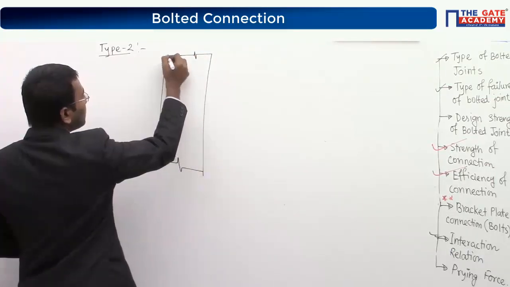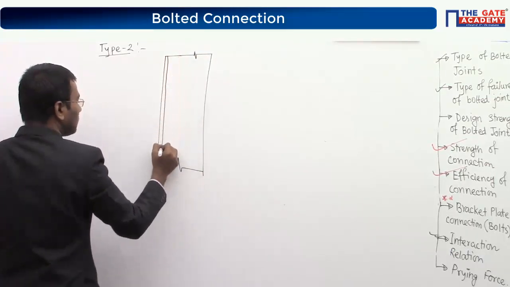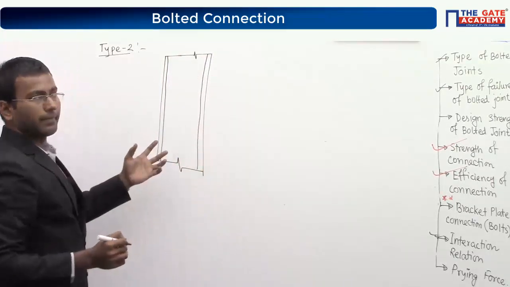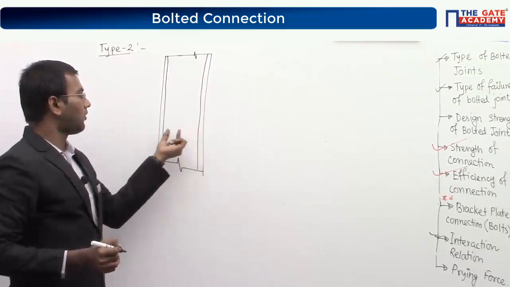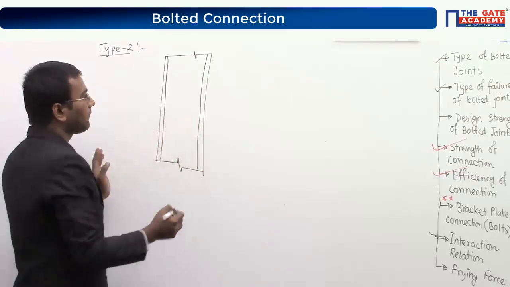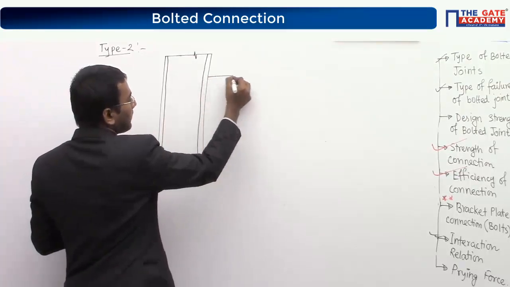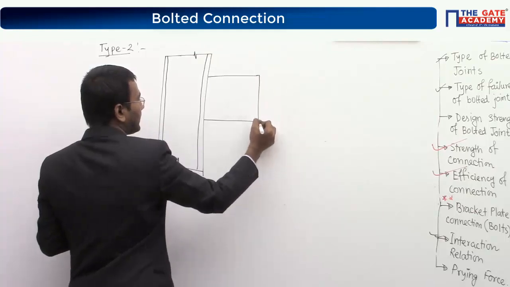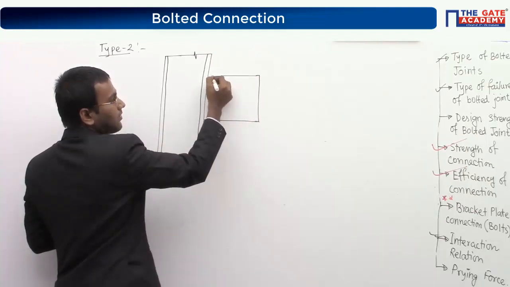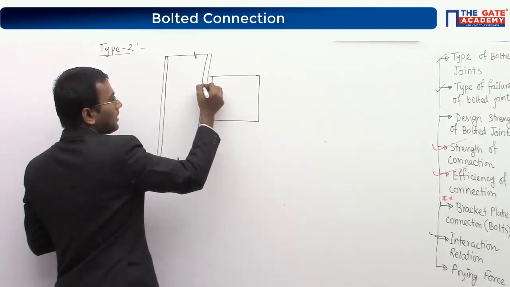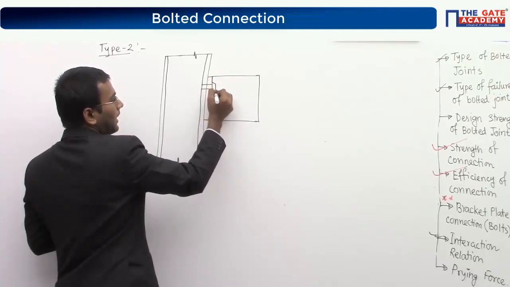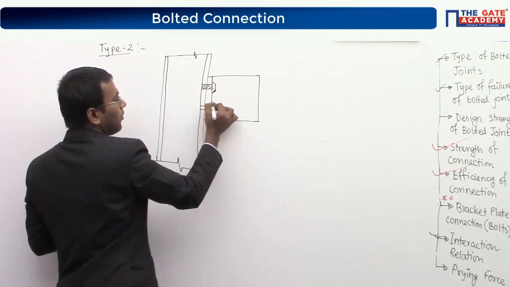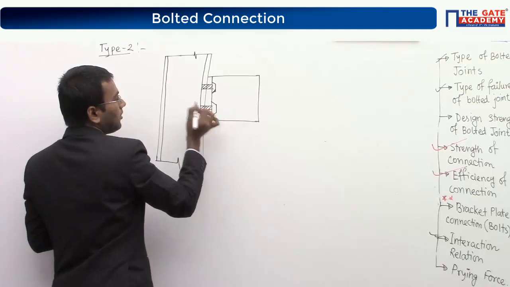So bracket plate type 2 was a little bit like this. This is your column. This is your one flange, this part is web, and with the flange I have attached one bracket plate. Just assume I have attached one bracket plate like this. So how have we attached? We have attached with some angle section and with some bolts like this. One bolt here, one row of bolts here.